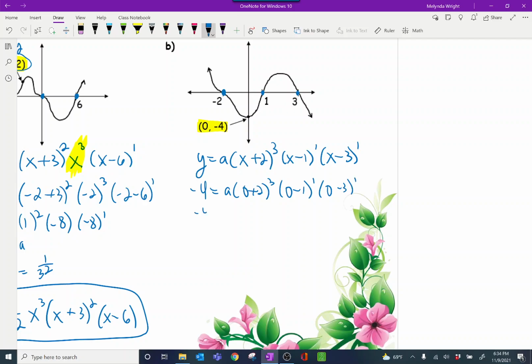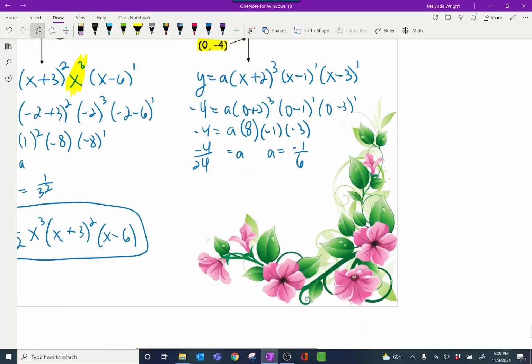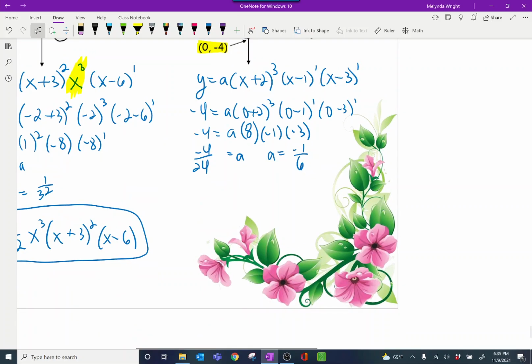Okay, let's look at our arithmetic. So 2 times 2 times 2 is 8 times negative 1 times negative 3. Okay, let's see, what is that? 8. Negative times negative is positive. 8 times 3 is 24. So a would be negative 4 over 24. And we simplify that. We get what? Negative 1/6. Okay, let's write our polynomial. y equals negative 1/6 times x plus 2 cubed times x minus 1 times x minus 3. Yay!